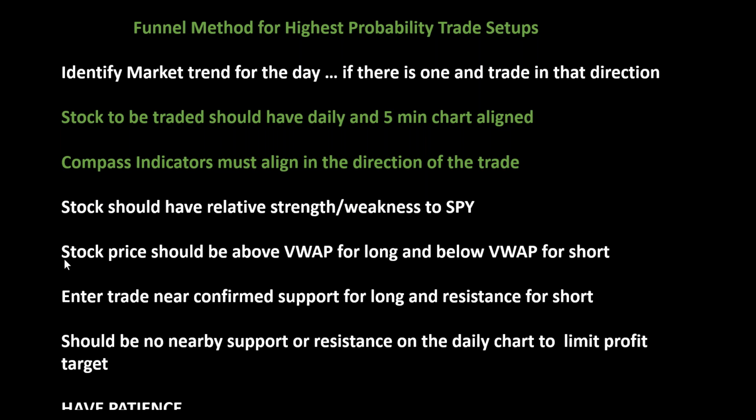On the 5-minute chart, if you're trading a stock where the daily chart looks good, a nice bullish chart, the stock should be above the VWAP, the volume weighted average price. That's an indicator that you can get on any platform, and it's very important that you don't trade a stock long while it's still below the VWAP on a 5-minute chart. Wait for it to get to the VWAP and get above it. The VWAP is actually a good support resistance level. And if you're going to go short, you want the stock price below the VWAP.